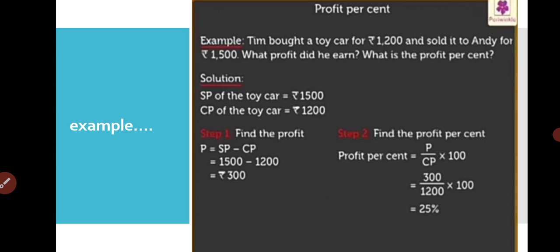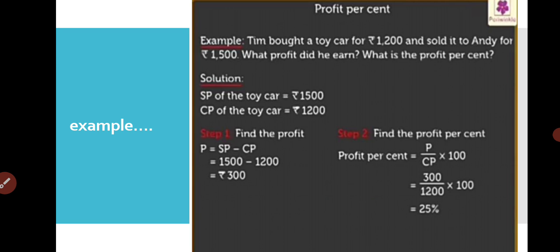Now let us have one example for the calculation of profit percent. Tim bought a toy car for rupees 1200, so CP is rupees 1200, and sold it to Andy for rupees 1500, so SP is rupees 1500. Since the selling price is 1500 and the cost price is 1200, it is clear that selling price is greater than cost price. Therefore we have a profit. Let us calculate the profit first. Profit is equal to selling price minus cost price, that is 1500 minus 1200, and therefore we had a profit of rupees 300.